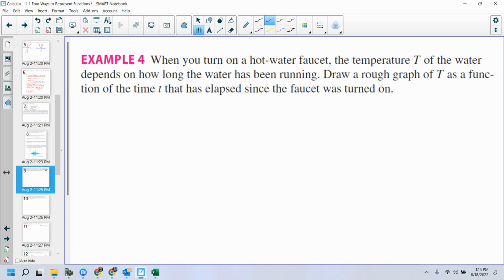Okay. You turn on a hot water faucet. The temperature T of the water depends on how long the water has been running. Think about independent versus dependent variable in that case, and that will inform how you put it on your XY axis. The temperature T of the water depends on how long the water has been running. So it's temperature versus time graph. Draw a graph of temperature as a function of time. Go ahead, sketch one for yourself. Whatever you think it's going to look like.